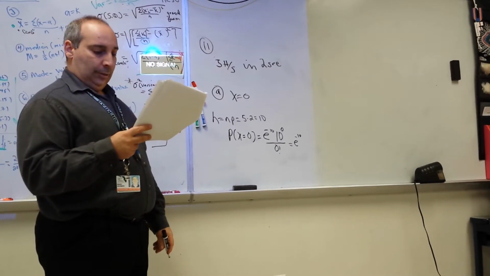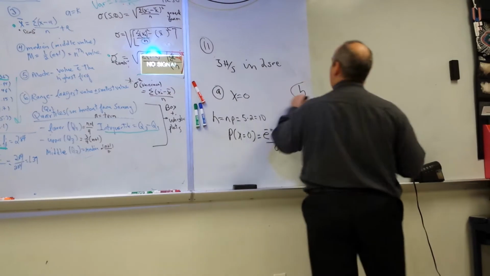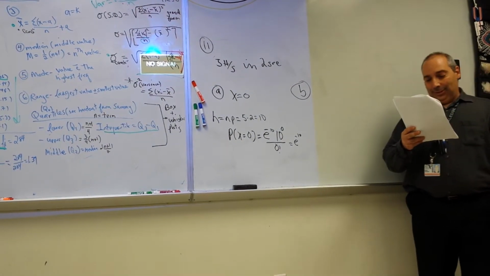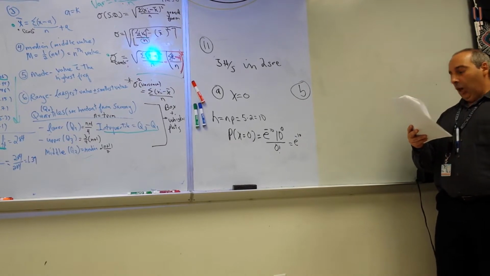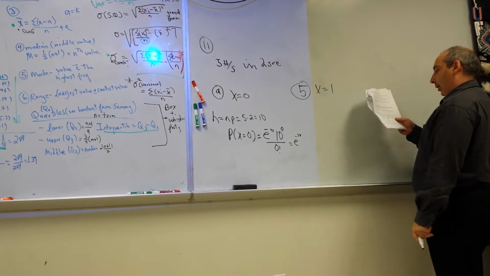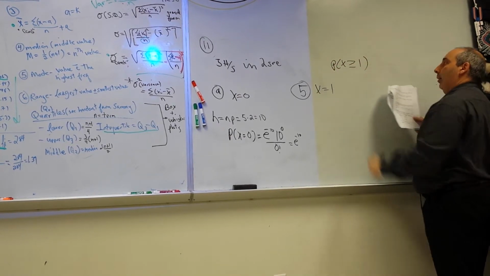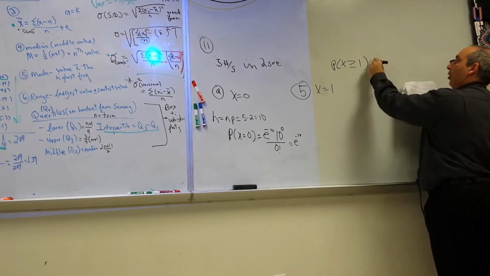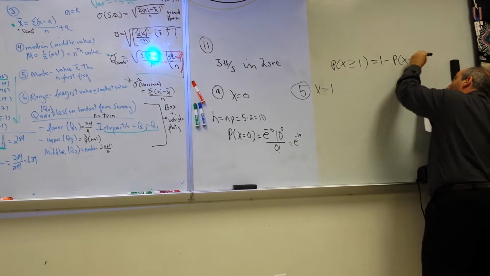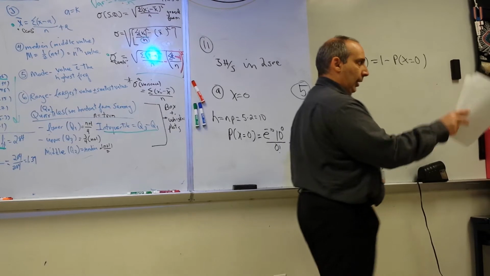Oh, wait, so we've got part B. Let's do that. Did I do A? Yeah, let's do B. This one is not bad, right? It says at least one hit. So X is what here? 1. Lambda is at least 1 second. So it's going to be 1 minus what? 1 minus. Right?